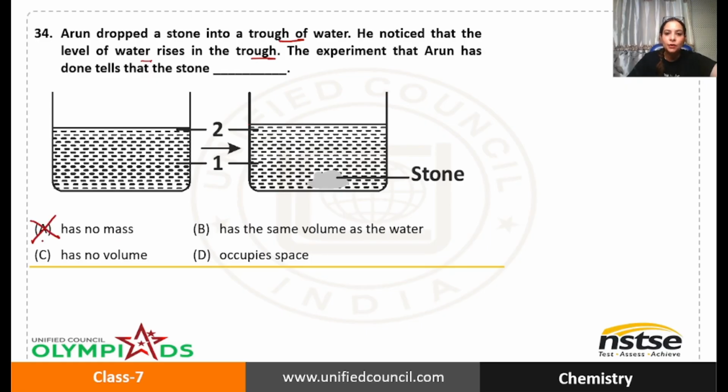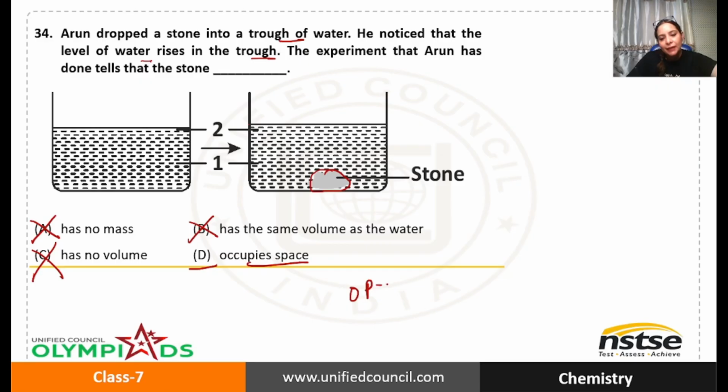The experiment that Arun has done tells that the stone has no mass. It's incorrect, because stone has mass. Has the same volume as water? No, it is not possible. Has no volume? Again, not possible, because all solids have definite shape and definite volume as well. Occupies space? Yes, it occupies space. You can see that when we are putting a stone into a water trough, it occupies certain space. It displaces water and occupies the space.